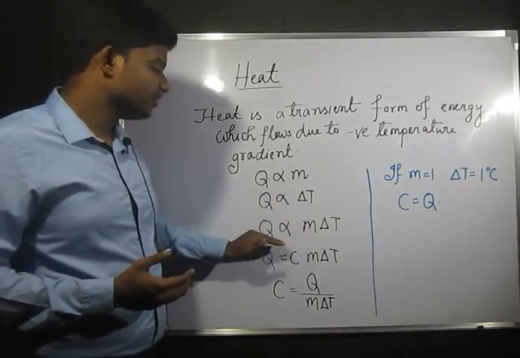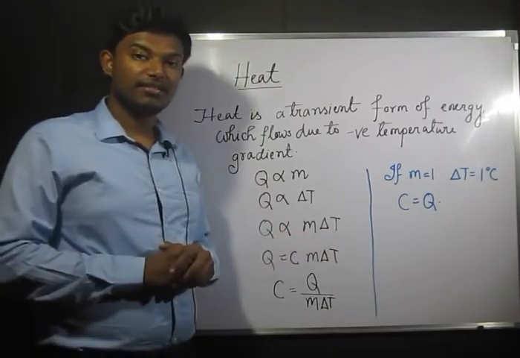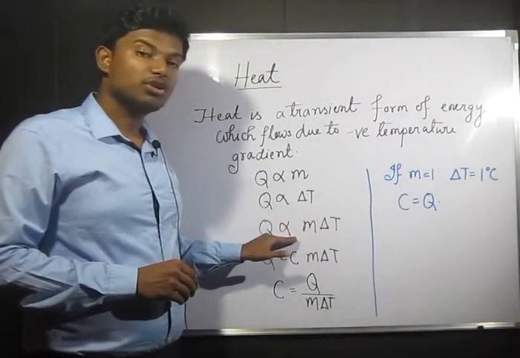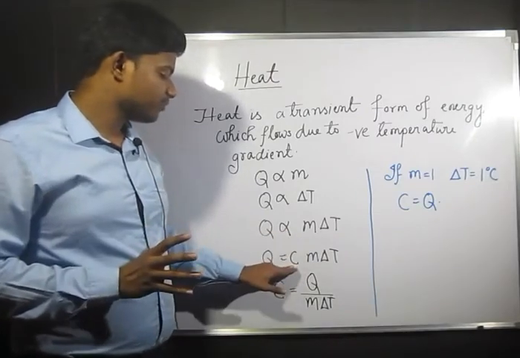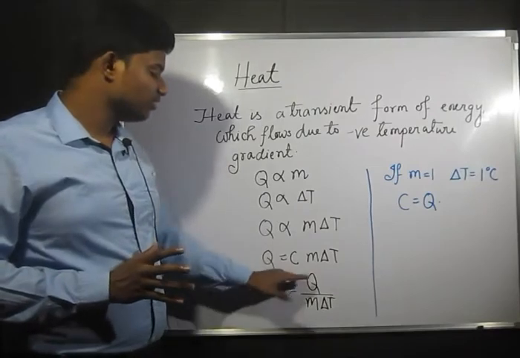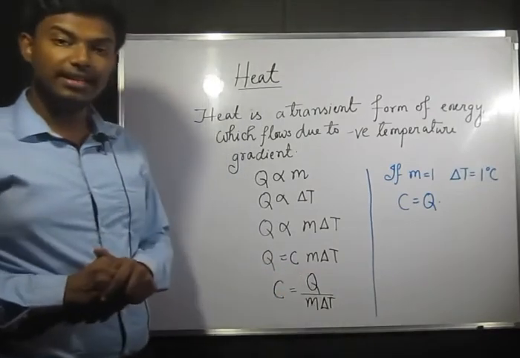Now if you combine this, you can say that heat is proportional to the product of mass and temperature difference. To write this proportionality as an equation, we need a constant to multiply. That constant would be C. Now what is the value of C? C is going to be Q divided by M into dT.